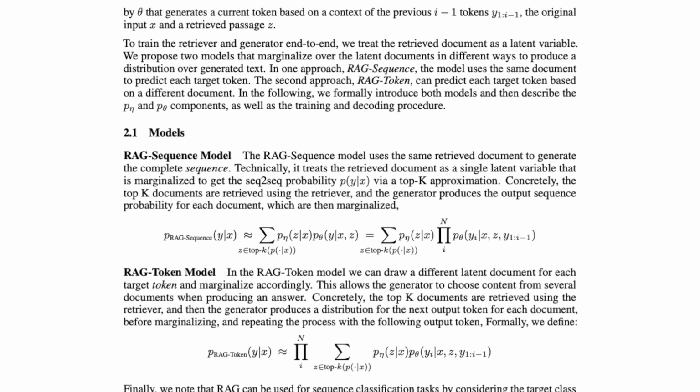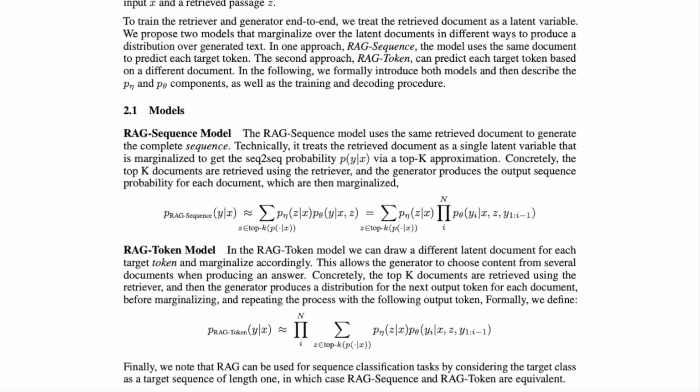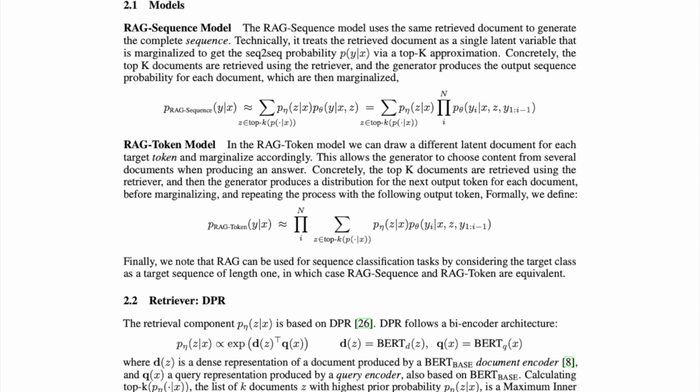To train the retriever and generator end-to-end, we treat the retrieved document as a latent variable. We propose two models that marginalize over the latent documents in different ways to produce a distribution over generated text. In one approach, RAG-Sequence, the model uses the same document to predict each target token. The second approach, RAG-Token, can predict each target token based on a different document. In the following, we formally introduce both models and then describe the p_η and p_θ components, as well as the training and decoding procedure. 2.1 Models. RAG-Sequence model.